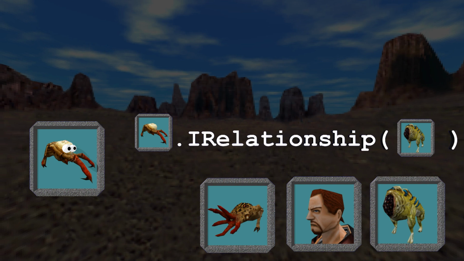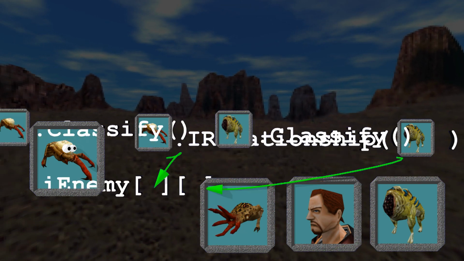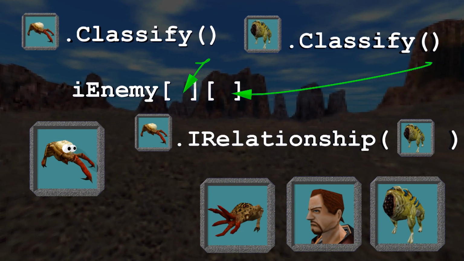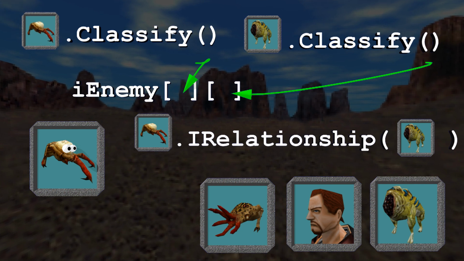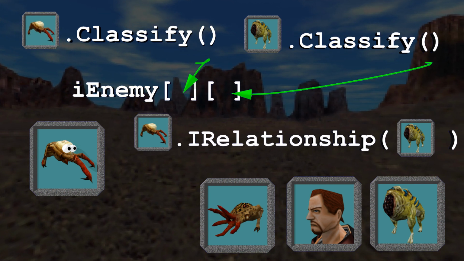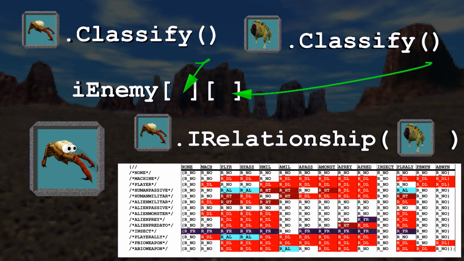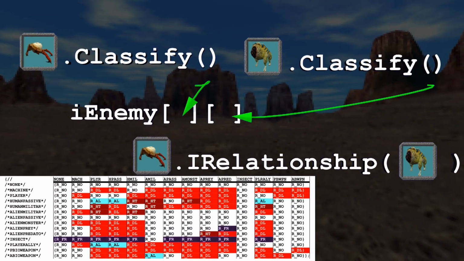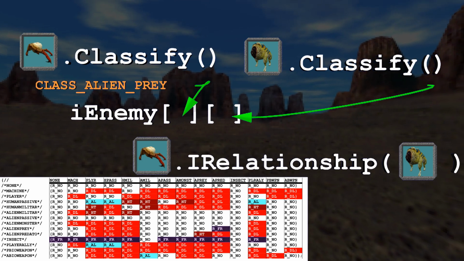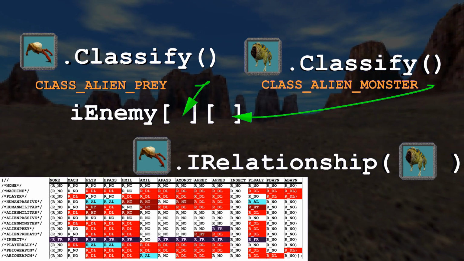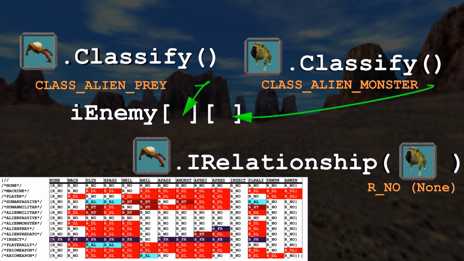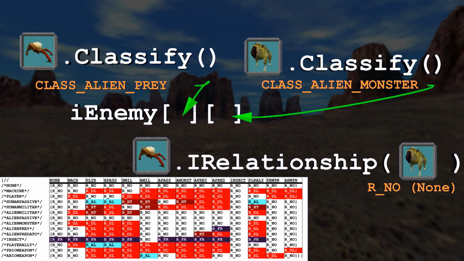The default handler for the relationship method calls the method classify of both the calling monster and the other monster to get both monsters' classes. It then puts both classes as indexes into a table to get the relationship. The Headcrab, for example, will classify as alien prey, the Houndeye as alien monster. These two classes have the relationship none. This means they won't attack each other.